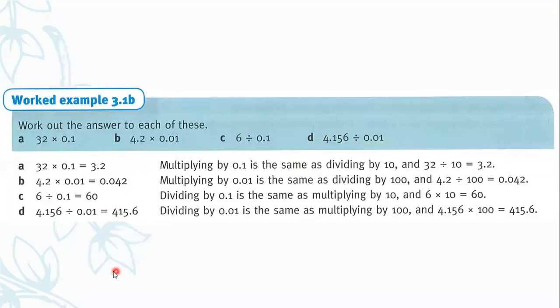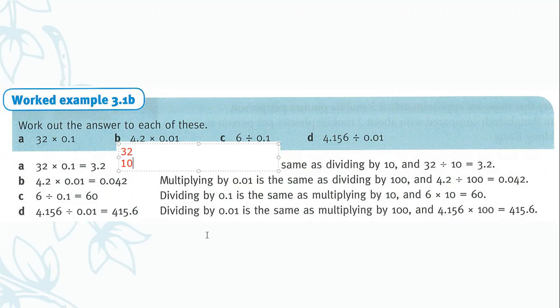Okay, let's start our example. Work out the answer of the following questions. First we have 32 multiplied by 0.1. As I told you before, 0.1 means 1 divided by 10. So 32 multiplied by 1 over 10 is 32 divided by 10. You can write this one like that: 32 divided by 10.